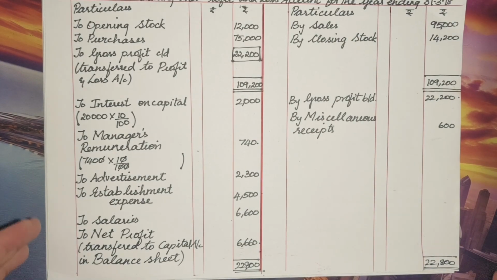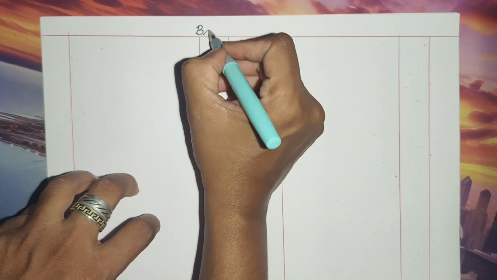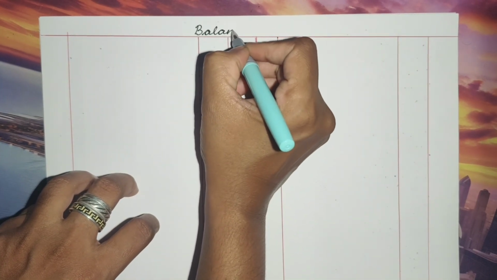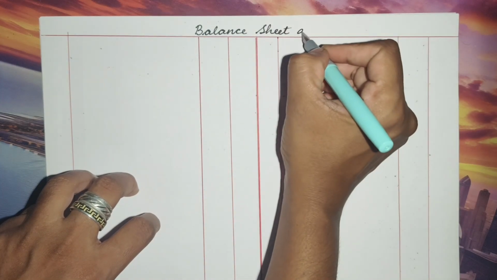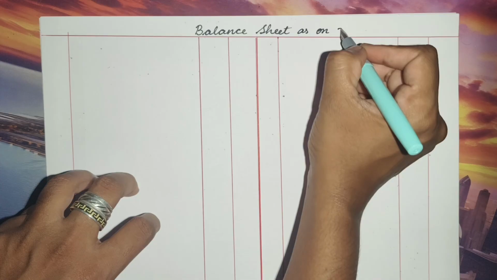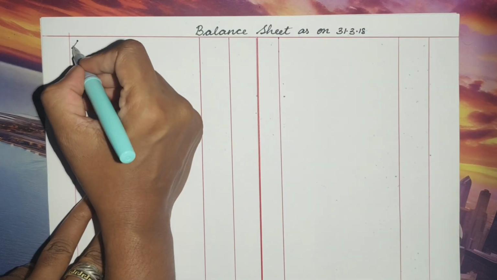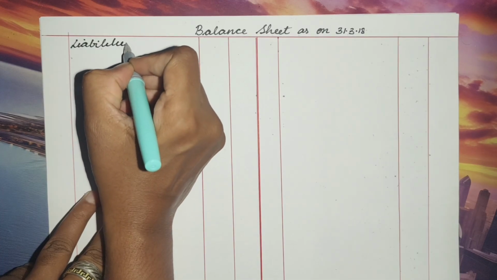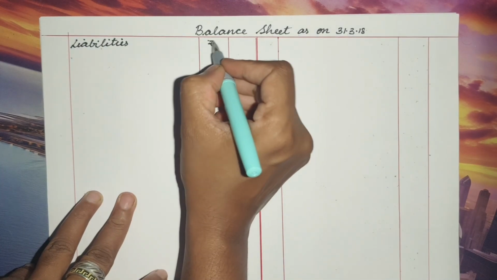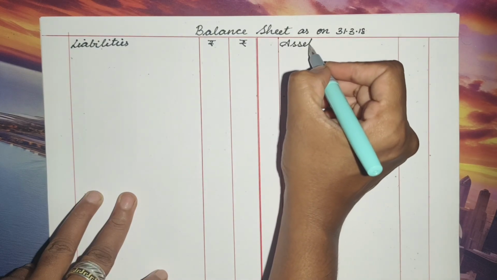Next, so we have a perfect profit and loss account. That's what I showed you. Super simple there. So next we move on into the next statement, which is balance sheet. So when you start the balance sheet, write down balance sheet as on and the date 31/3/2018. The left side, that is the debit side page, becomes the liabilities and the right side page becomes the assets, with the rupee symbol in both the inner column and the outer column.